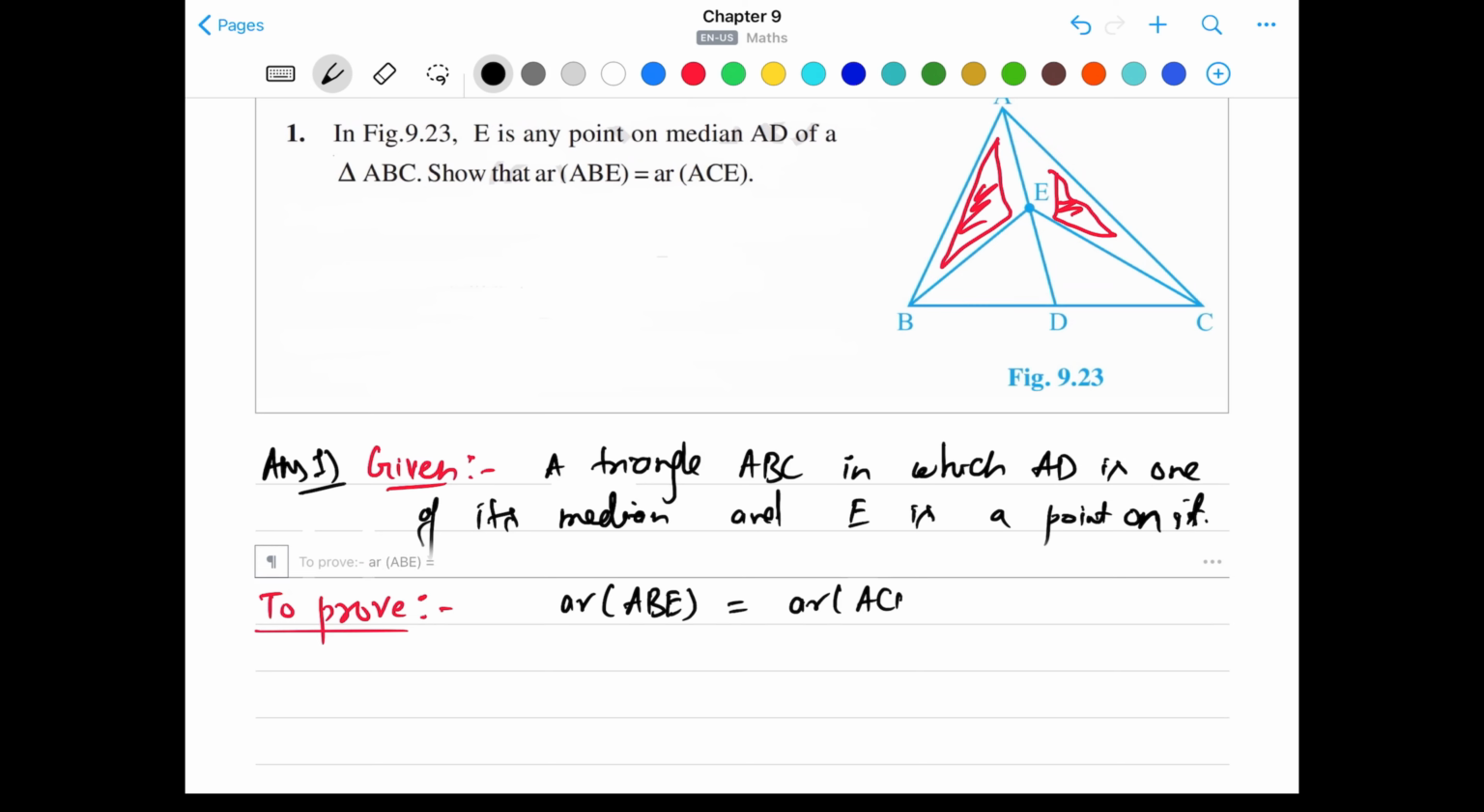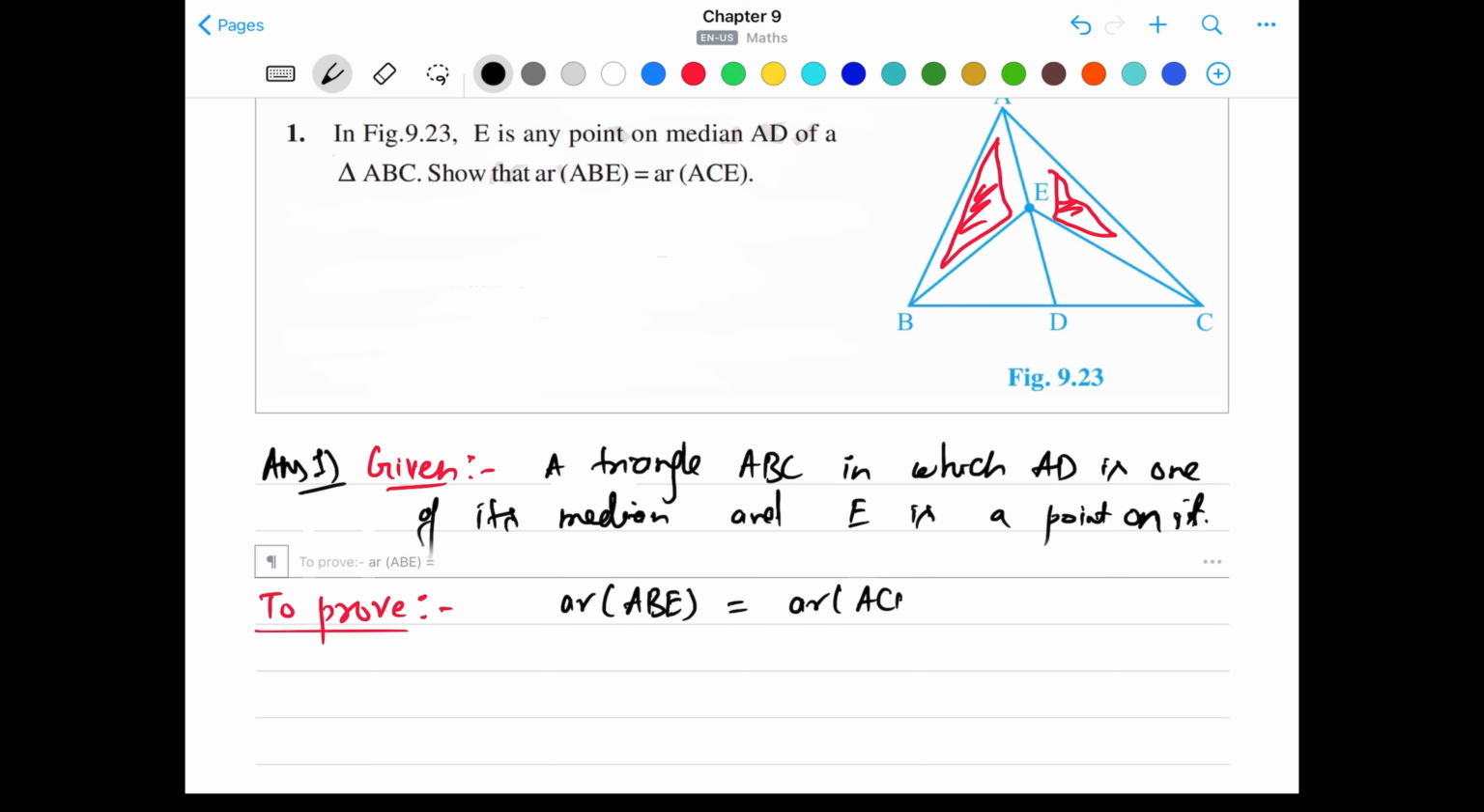Okay, this is by the statement of example number 3, which says, you have to write the statement here, which says the median of a triangle divides it into two triangles of equal area. So we got the two triangles ADB and ADC, which are equal in area. Let's name it equation number 1.